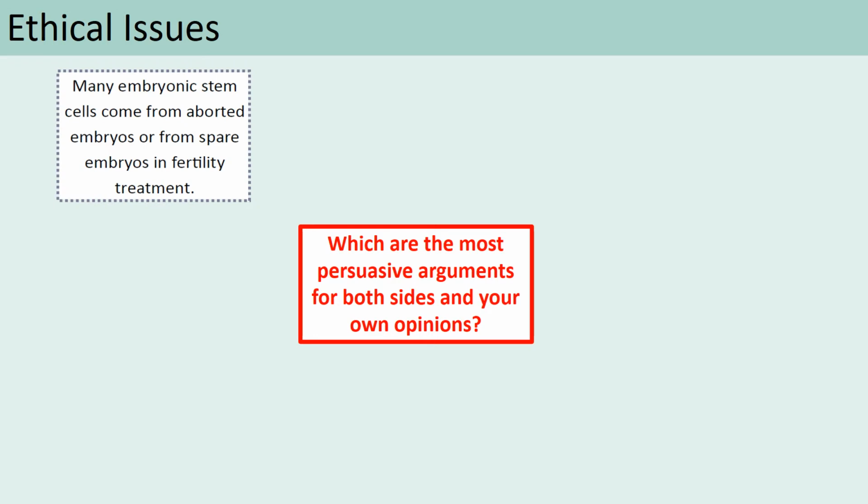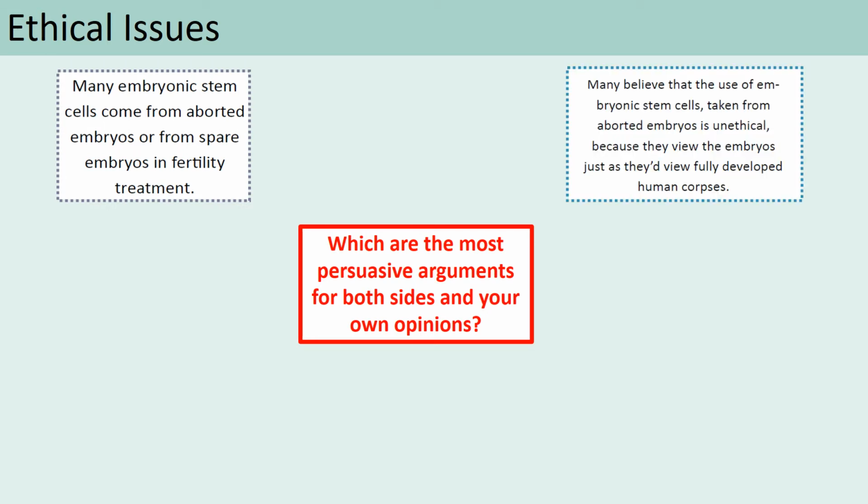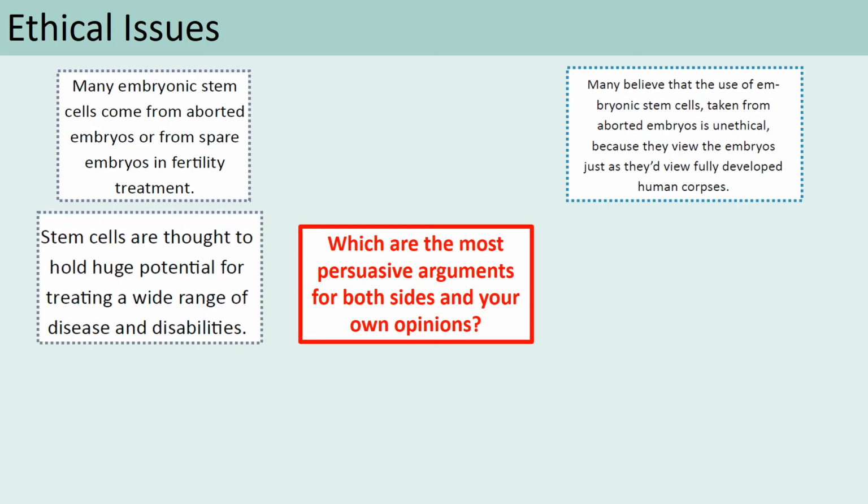Many embryonic stem cells come from aborted embryos or from spare embryos in a fertility clinic. So if somebody has had IVF, they will often produce several embryos but not use all of them. So they would have been disposed of, or they come from aborted embryos. Lots of people believe that the use of aborted embryos is unethical because they view the embryos as if they were fully developed humans. So this is also kind of a religious argument as to where life begins, which is at conception.